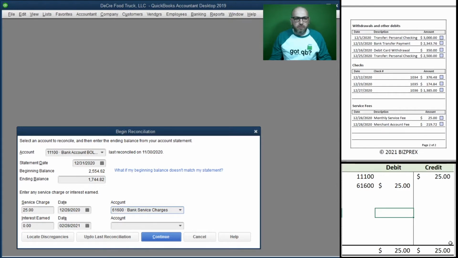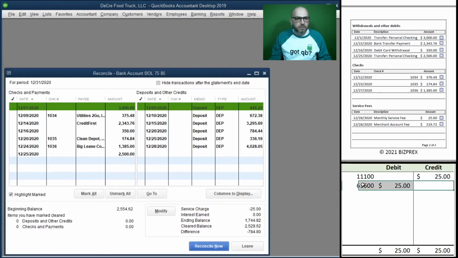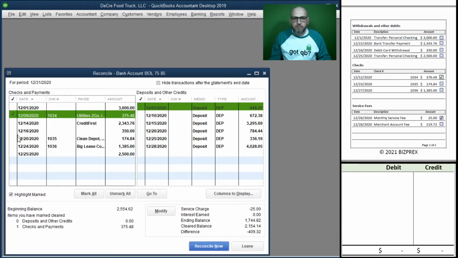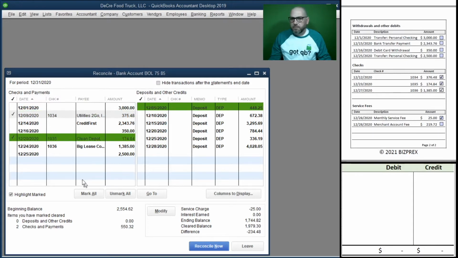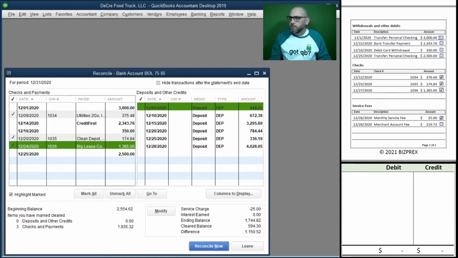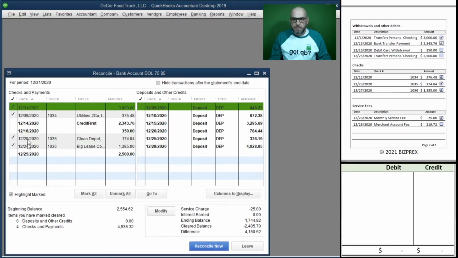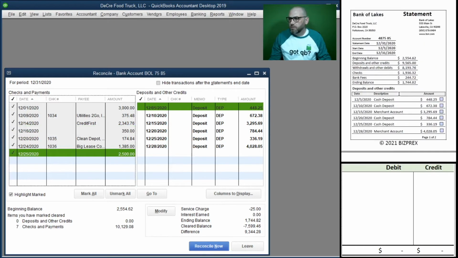Okay, so here we are. Good to go, right? $25, even though we enter it once, it is a debit to this account and it is a credit to this account, right? So let's continue. Here we are, we have our $25 right here, all right? And let's make sure our checks are all here. All right, they are. And then our withdrawals right here. Okay, and our deposits.